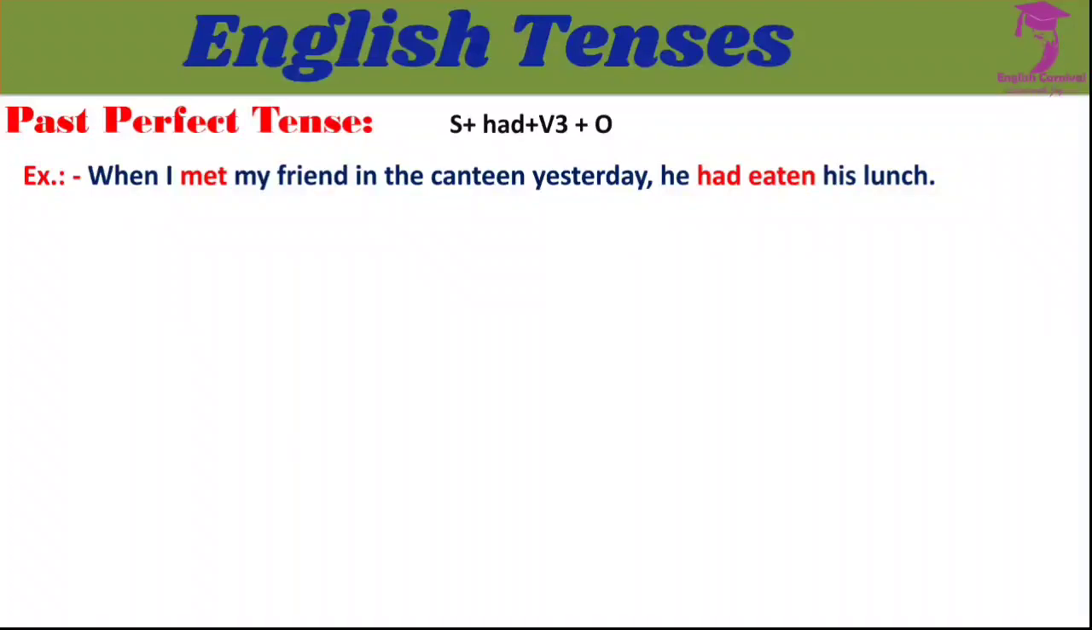So here, friends, the words had and eaten. Here had is a helping verb and eaten is the third form of the verb, whose base form is eat. So friends, in this example, the first highlighted verb, that is met, is in simple past, whereas the second one, that is had eaten, is in past perfect tense. Friends, besides, this tense is used to show a particular sequence or chronology of the events that took place in the past as well.